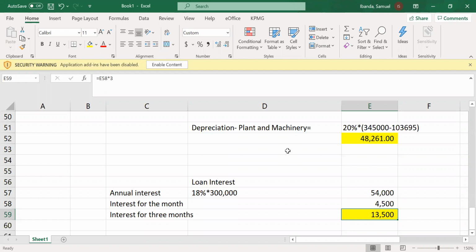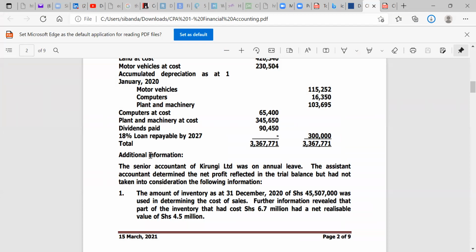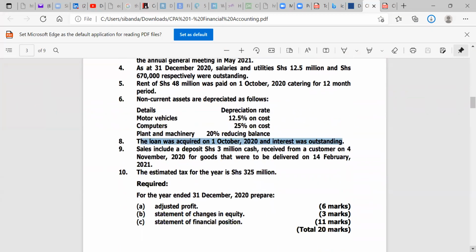Okay. So that is very important. That's what the examiner expected you to be able to do here. Yeah. Down here, as you can see.